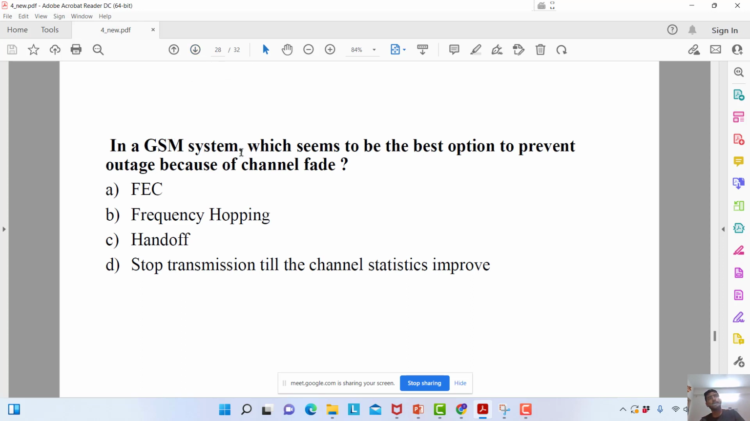Next is: in a GSM system, which seems to be the best option to prevent the outage because of channel fading? What will we do to avoid channel fading so that our system does not go into outage? Basically in GSM we are using frequency hopping. So the answer is the B part. Mainly GSM uses frequency hopping. The other options are FEC, handoff, and stop transmission till the channel statistics improve. B part is the right answer for the GSM system.